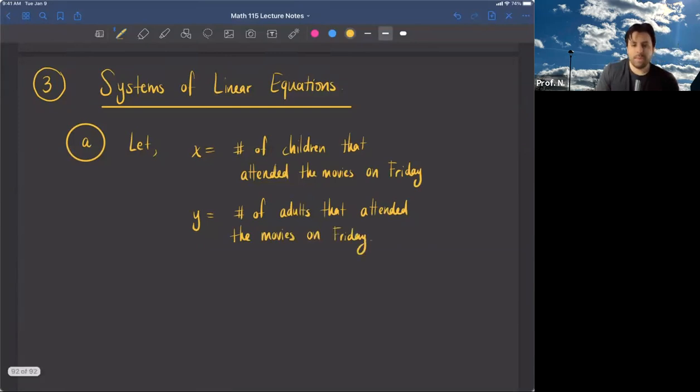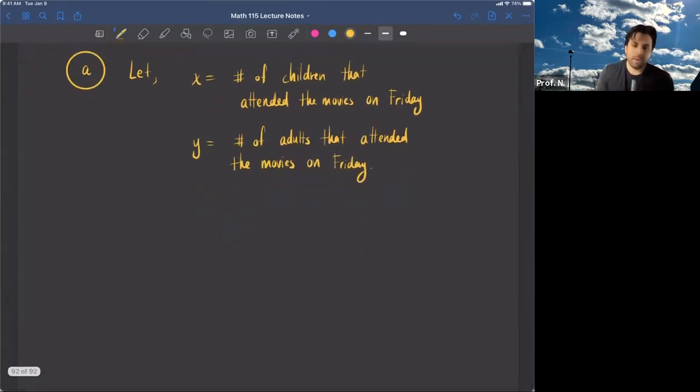So you're all with me with this? This is important: identifying your variables. There's no way to proceed without knowing what you don't know. So that's the first thing. Clearly identify what it is that I don't know. I don't know the number of children and I don't know the number of adults that went on Friday. Once I establish that, I can set variables to them and then I can create equations.